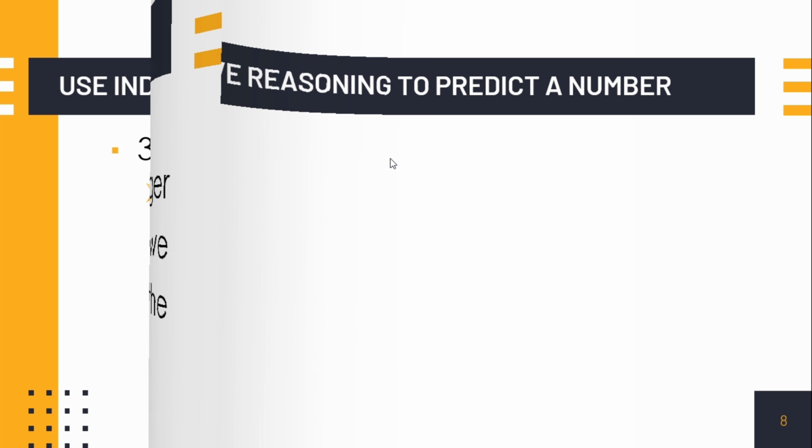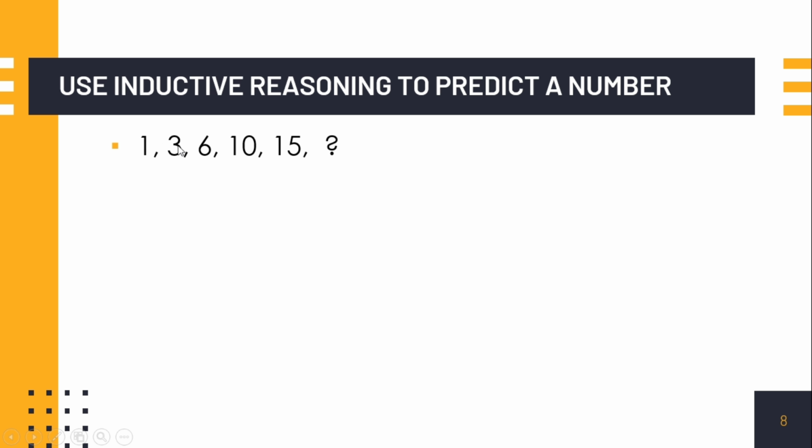Another one. We have 1, 3, 6, 10, and 15. First, observe the pattern. 1 and 3: if you get the difference of the first two numbers, the difference is 2. And if you get the difference of the second number and the third number, the difference is 3. So you have a pattern. The difference of the third and fourth numbers is 4. So the differences are 2, 3, 4, 5, and 6.